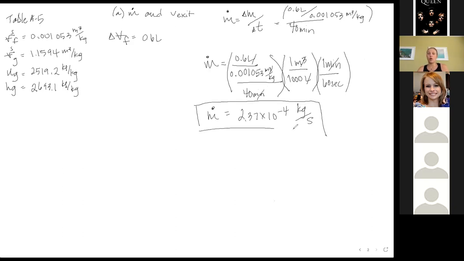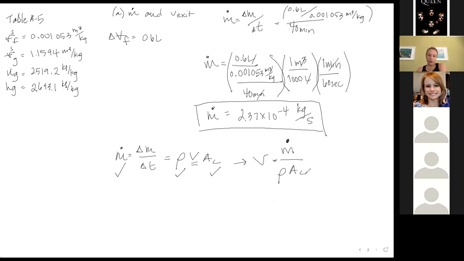that is leaving our crock pot. And now we know a clear relationship between mass and the velocity at the exit, because while mass flow rate can be this change in mass over the change in time, it can also be equal to our density times our average velocity times our cross-sectional area. We know the density because this is water, and we know the cross-sectional area because it's given in the problem statement. We just figured out this mass flow rate, so now we can solve for this velocity term. If we rearrange to have the velocity as our unknown, velocity is equal to mass flow rate divided by density times cross-sectional area.